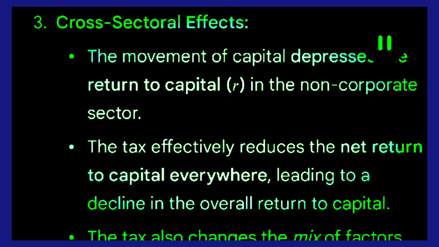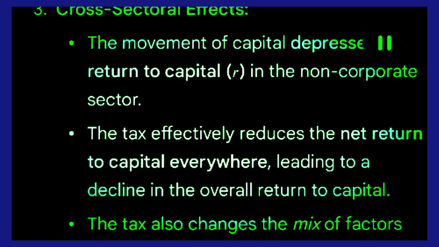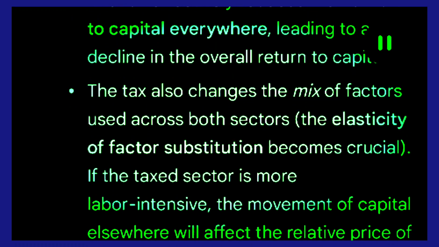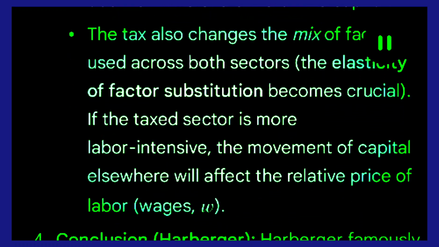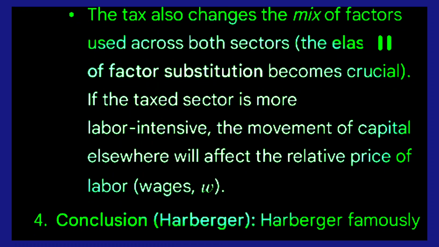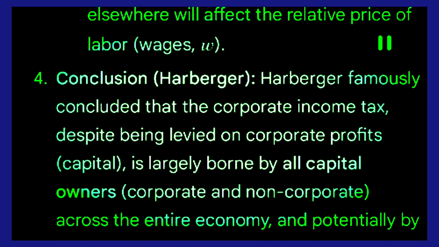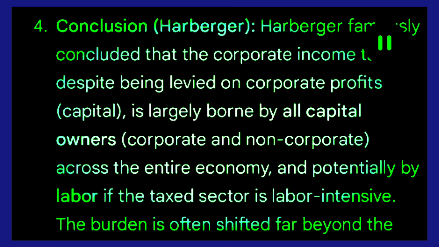The tax also changes the mix of factors used across both sectors. The elasticity of factor substitution becomes crucial. If the taxed sector is more labor-intensive, the movement of capital elsewhere will affect the relative price of labor, wages, W. 4. Conclusion. Harberger famously concluded that the corporate income tax, despite being levied on corporate profits, capital, is largely borne by all capital owners, corporate and non-corporate, across the entire economy, and potentially by labor if the taxed sector is labor-intensive. The burden is often shifted far beyond the market where the tax was initially levied.